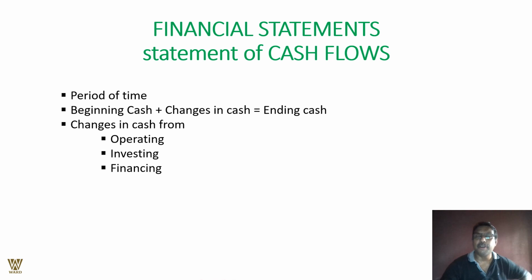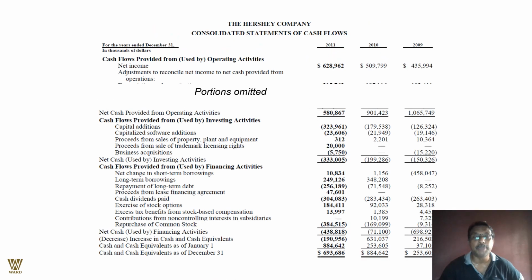Talking about the statement of cash flow. I am repeating, cash flow. Again, mention the period of time, which quarter, which year, which month, if you're looking into it. The beginning cash plus the changes in cash. Changes in cash means cash might grow or might shrink. It is all equal to ending cash. Changes in the cash from operating account, from investing account, from financing account, as the case might be.